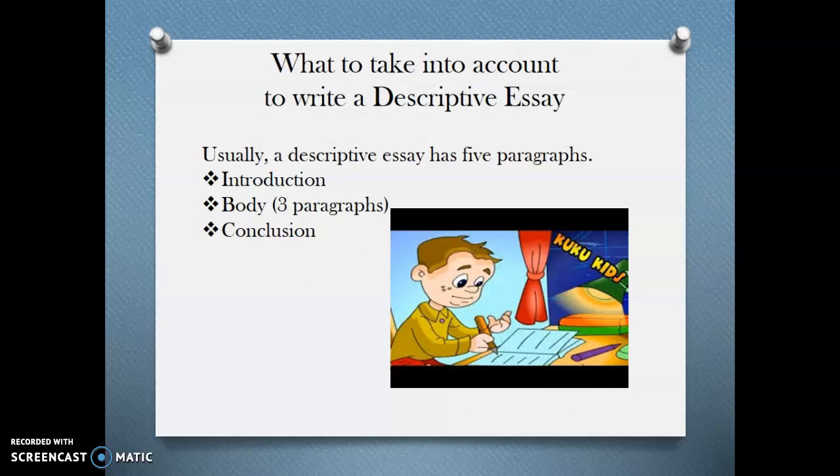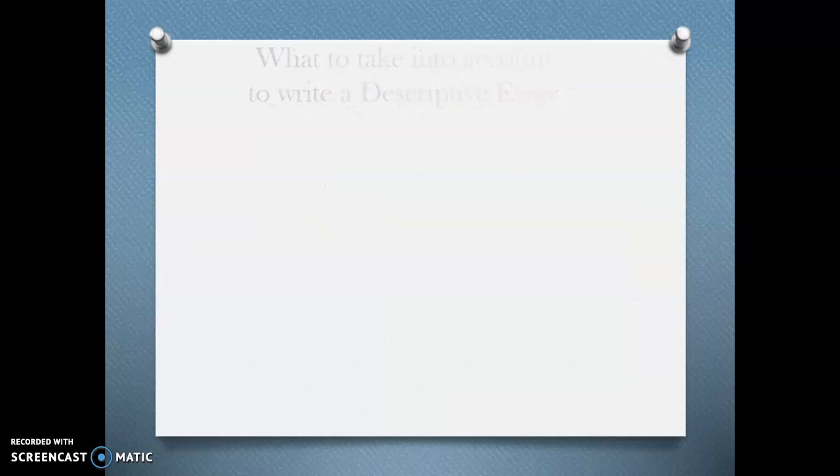After that, we have to write the body. Here is where the main information is presented. The standard body is made up of 3 paragraphs. And finally, we have to write a conclusion. The conclusion restates the main argument.